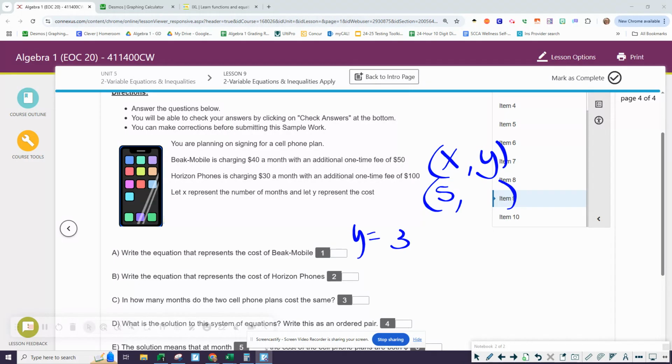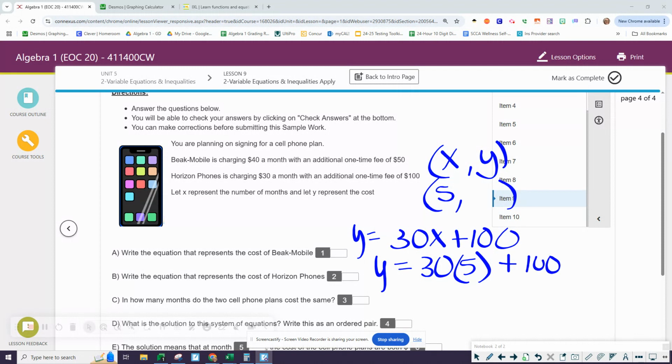Your y, let's do the second one, equals 30x plus 100. Well, y would equal 30 times 5, because 5 is the x value of the point of intersection. So we're going to plug in what we know about x, and that's going to give you 150 plus 100. So y is going to equal 250. So what is the ordered pair? 5 and 250 is your ordered pair.